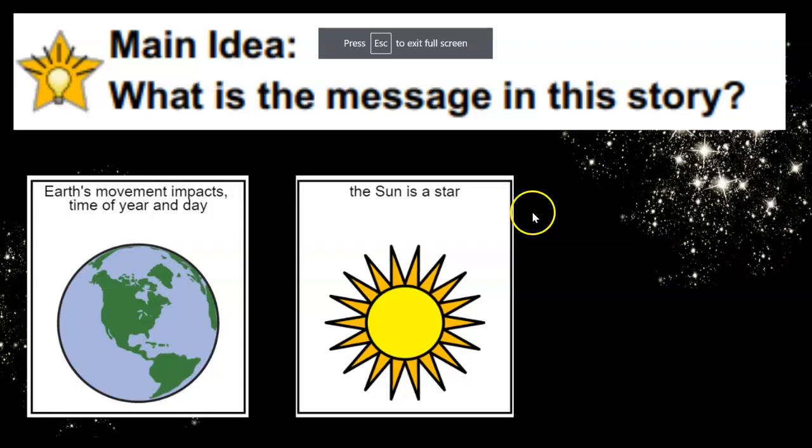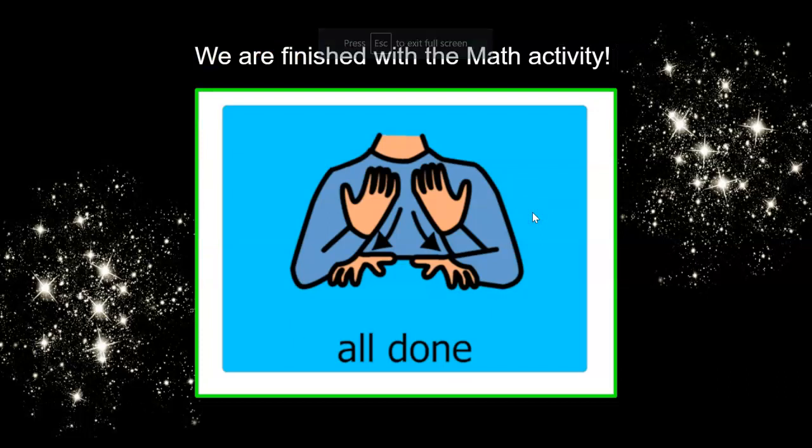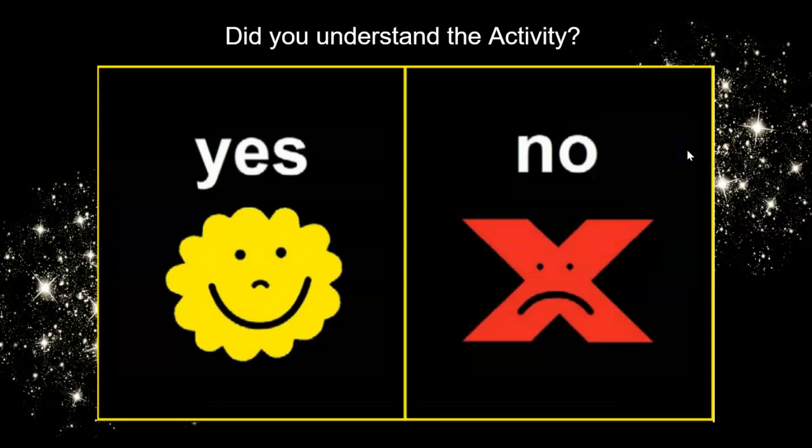All right, so when you are done, you're going to see a visual cue that just says we are finished with our, that says math, it should say ELA. I'll make sure I go in and fix that. So we are finished with our ELA activity, all done. And then there's going to be a check for understanding. Did you understand the activity? Yes or no?